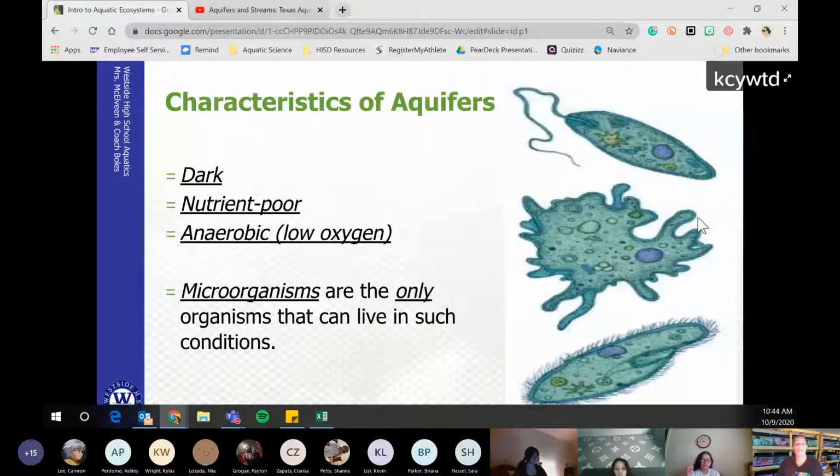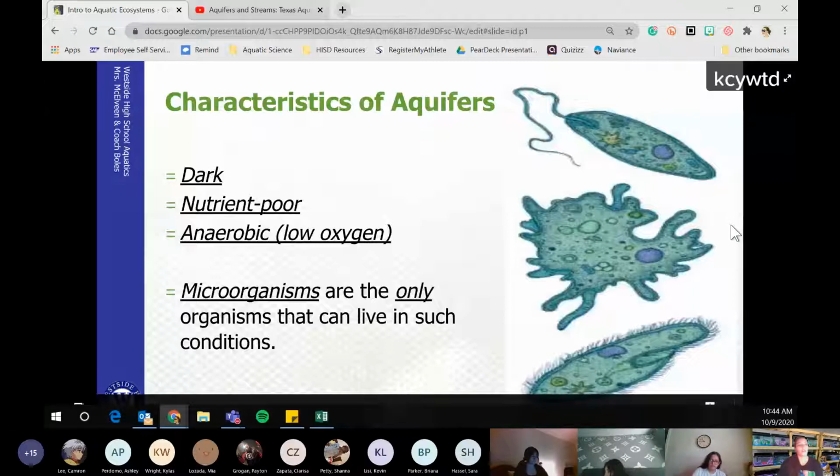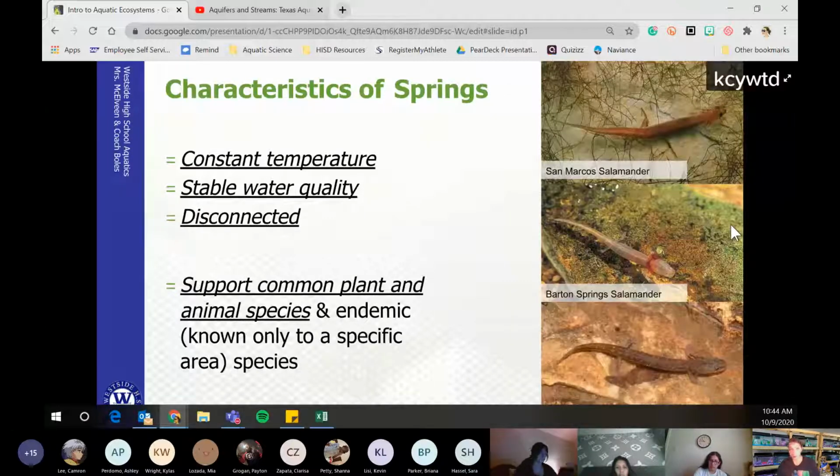Good? Okay, awesome. So aquifers: dark, nutrient poor, low oxygen, only have microorganisms. But when we move on to springs, springs are above ground. They have a constant temperature. They have a stable water quality, and they're disconnected from other water systems because they pull their water from underground aquifers. So I'm going to explain these.